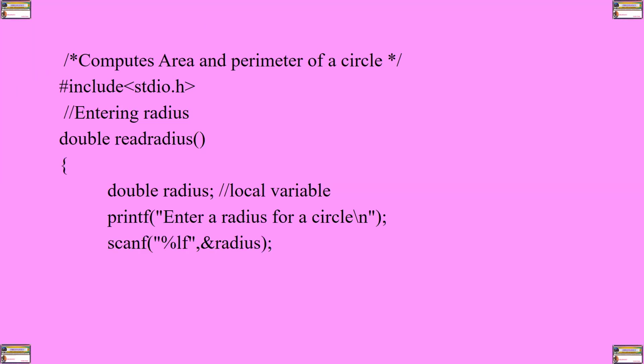And then this statement is reading the value which the user is going to key. The value is going to be read, and then stored in the memory location, in the memory address, by the name radius. So that value will be stored there, and the value entered is supposed to be of type double. That's what the identifier lf means. And then we return the value stored in the local variable called radius to the invoking function.